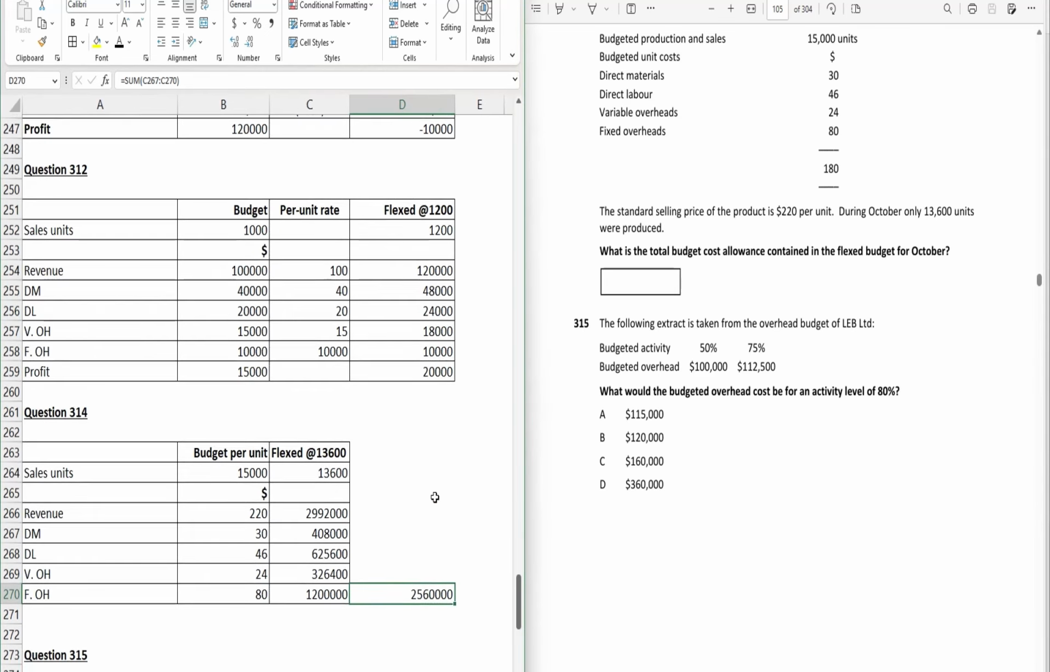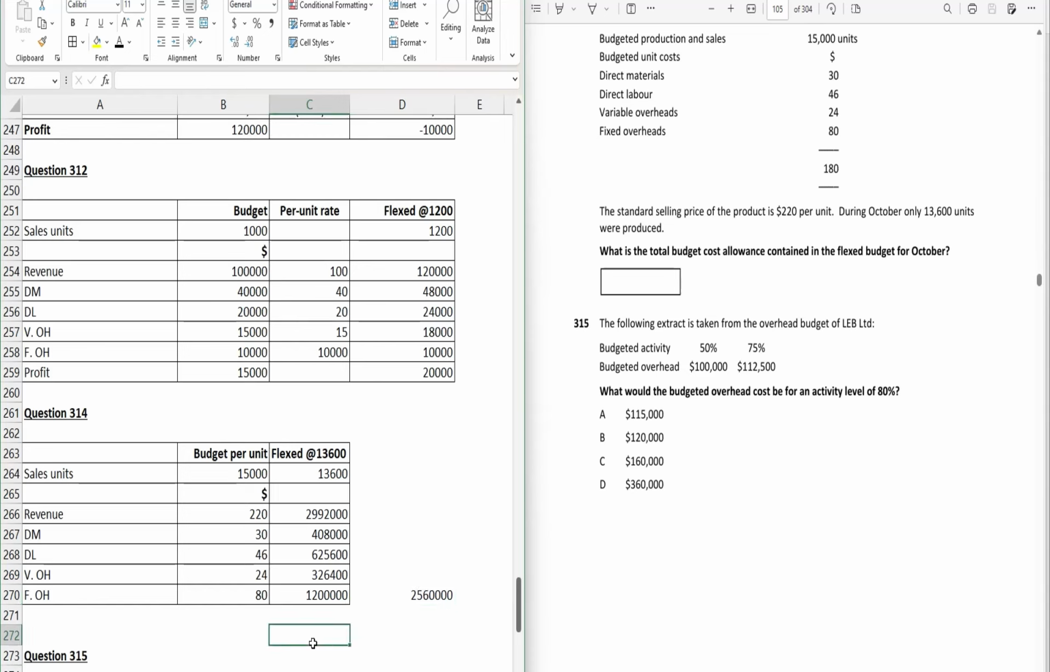So here we can't simply use a per unit cost. Why? Because if you divide 100,000 by 50, it will give you 2,000, and 112,500 divided by 75 will give you 1,500. As the per unit cost is not the same, that means it's a semi-variable cost. Some portion is fixed, some portion is variable. So that's why we need to use the high-low method.